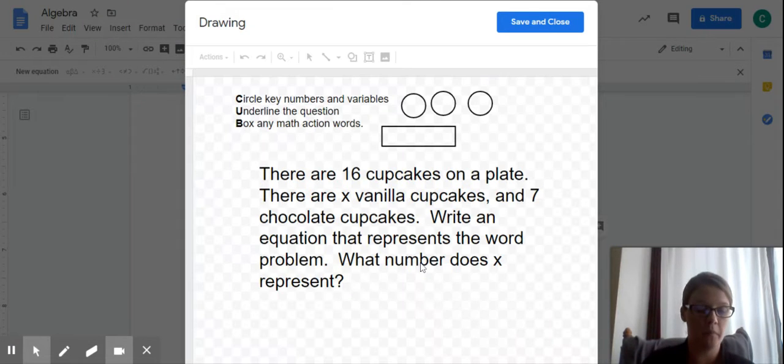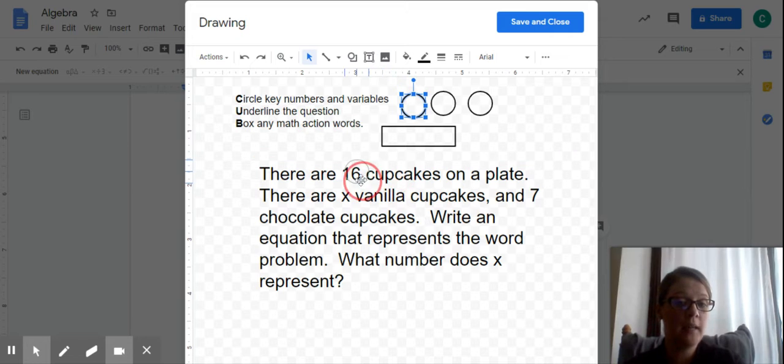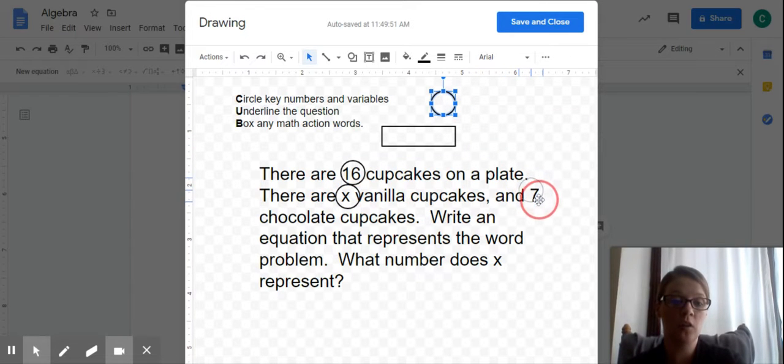So we have to write on our problem a little bit here. We're going to circle any key numbers and variables. So as you're reading through, I want you, in your notes, to circle the key numbers and our variables. There are 16 cupcakes on a plate. 16 is important, so let's circle it. There are X vanilla cupcakes. This is what we need to find out. That's our variable. And 7 chocolate cupcakes. So we're going to circle 7.